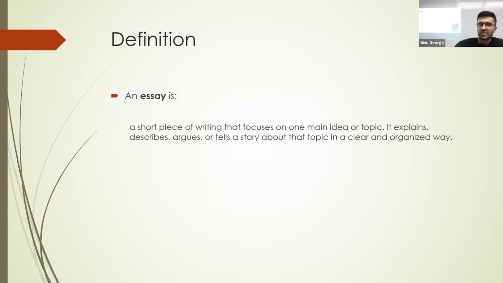and it explains, describes, argues, or tells a story about that topic in a clear and organized way. Okay. So it has to be clear and it has to be organized. And that's one of the most important things. Okay. Be able to write clearly and in an organized way about a topic or an idea. So now that we know the definition of an essay, we can move on to discussing its purpose.